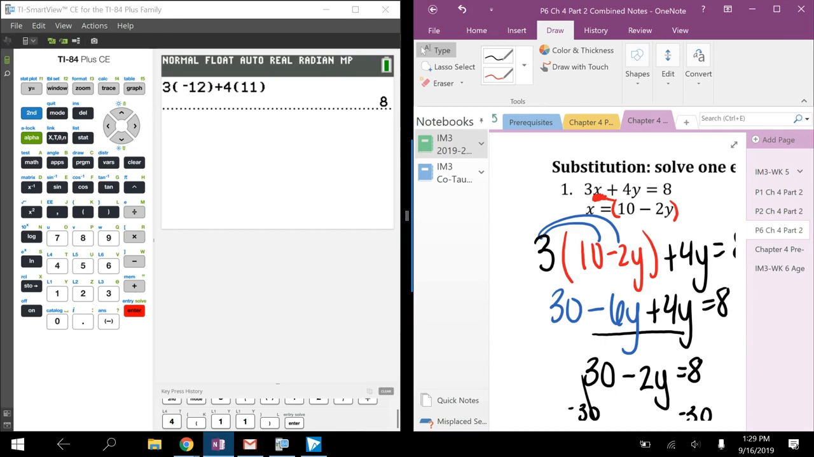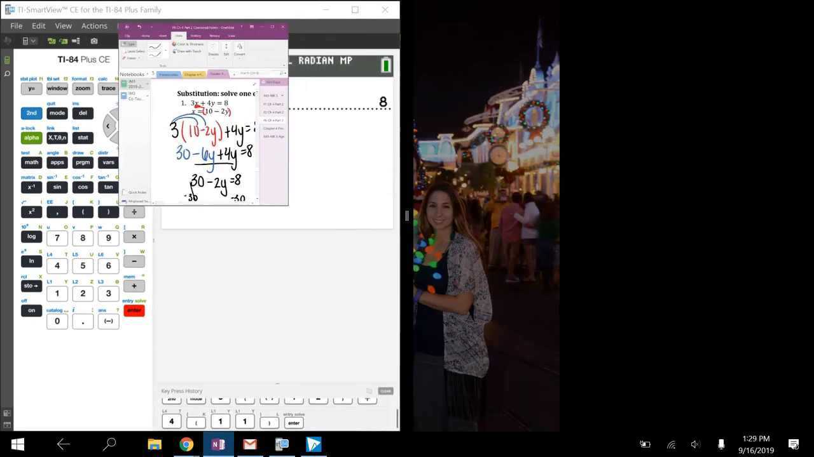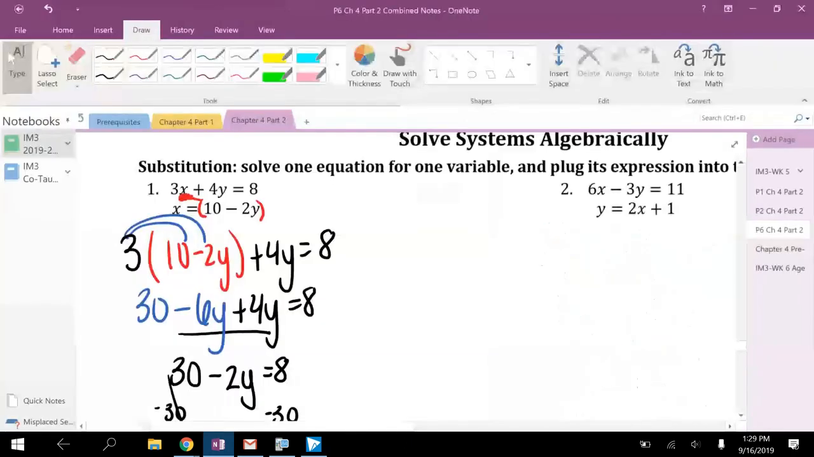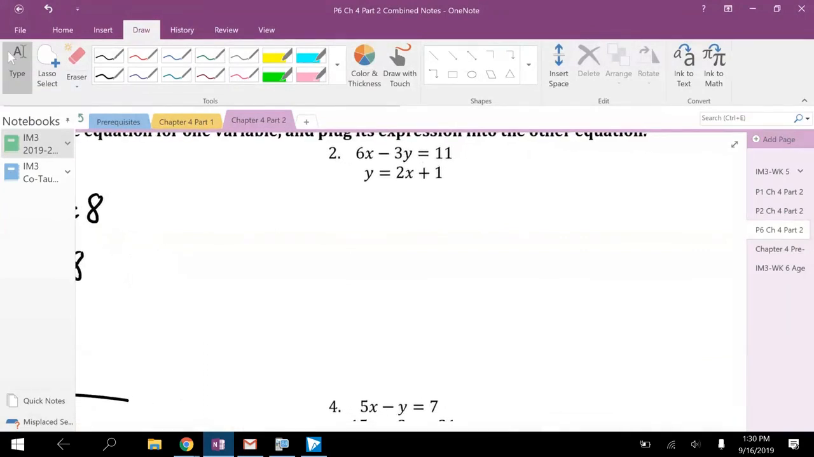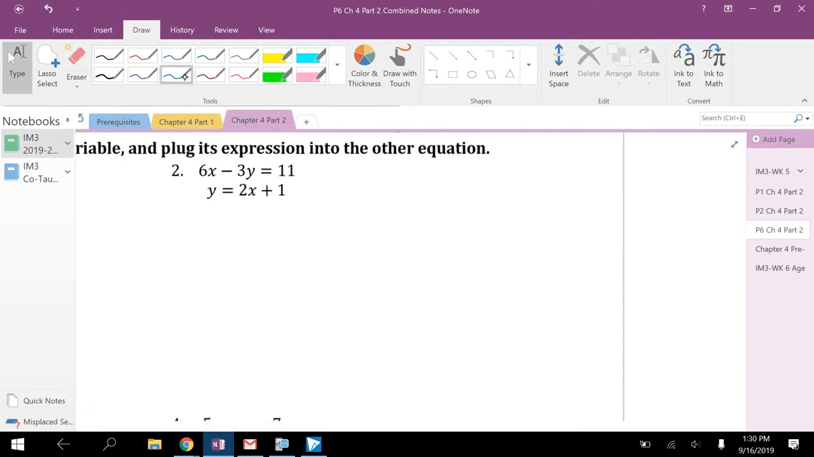This would just be one solution, and the solution is negative 12 comma 11. Good. Okay, let's do it again. I want to do number 2. You're going to like number 2 a lot. Again, same situation, but now I have y equals, not x equals, so it's a little bit different. So this expression is going to go into where I see the y right there.